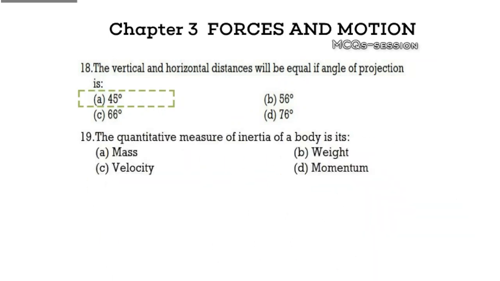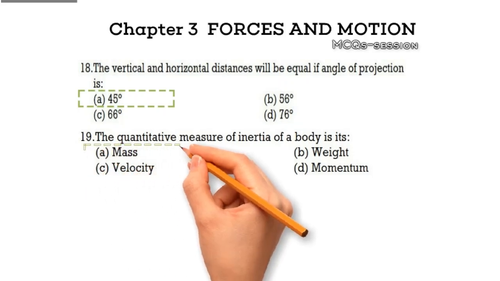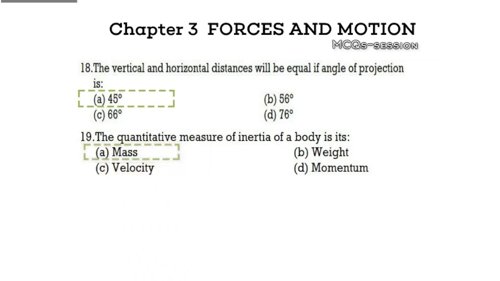Question 19. The quantitative measure of inertia of a body is its, options: A. Mass, B. Weight, C. Velocity, D. Momentum. Pause the video and guess the correct answer. The correct answer is A. Mass. Explanation: mass represents the amount of inertia in a body, or how much it resists changes in motion.